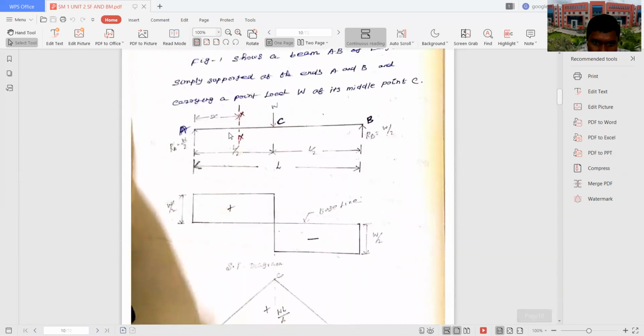So in this figure, you can see the left side portion. I have taken the section. Shear force is nothing but the forces acting on the left side. What are the forces acting on the left side? RA will be equal to W by 2. Acting upward on the left side, looking like clockwise, therefore positive W by 2. Therefore, F of x will be equal to plus W by 2.